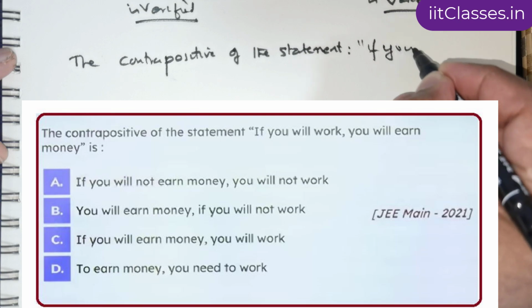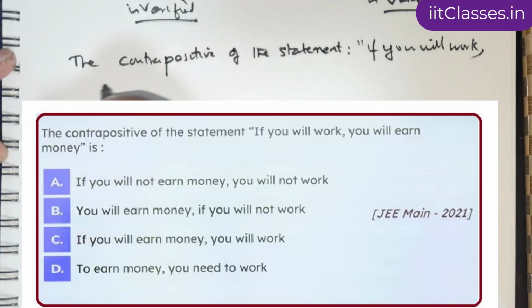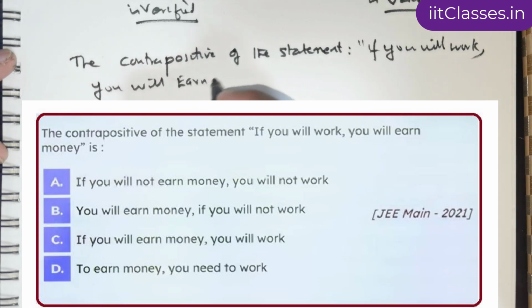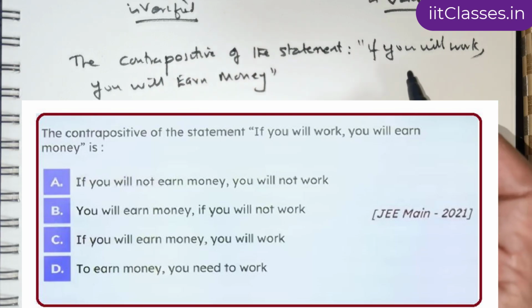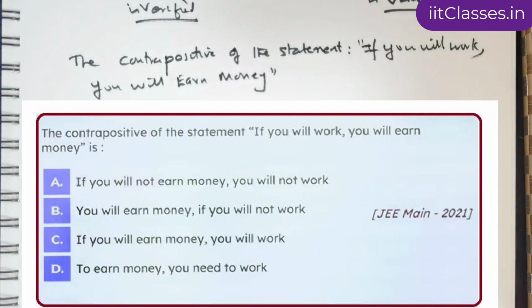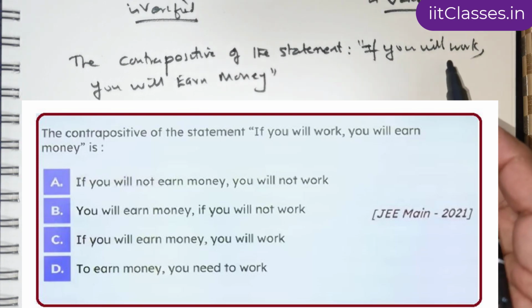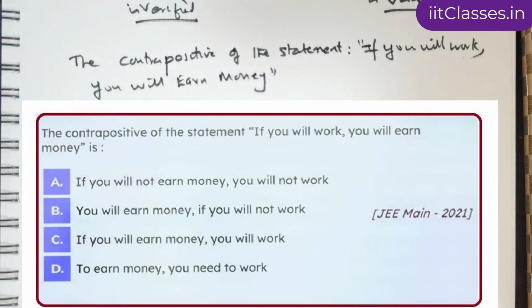If you will work, you will earn money. So this is very philosophical and is also meaningful. That's why logic is the favorite subject of the philosophers. It has got a lot of important meaning in this. So if you will work, then you will earn money. Now we are expected to obtain the contrapositive.